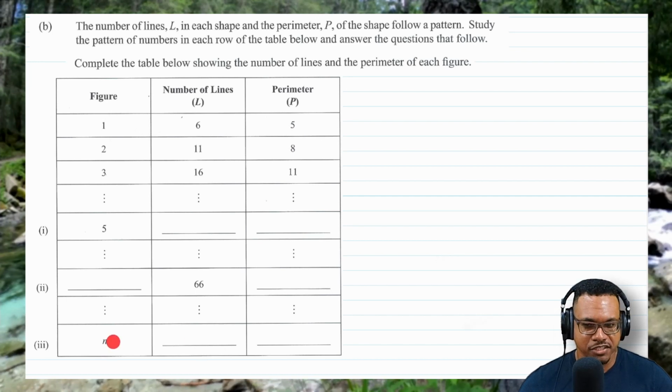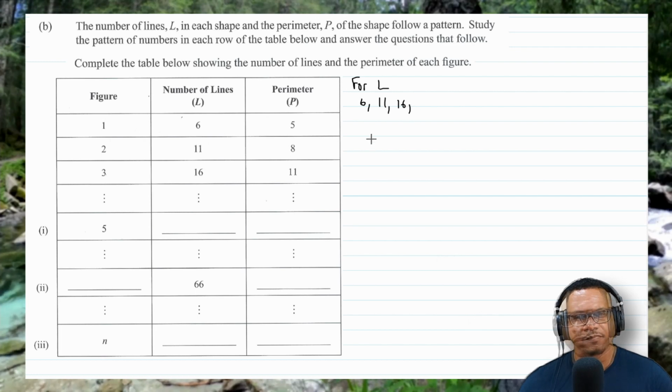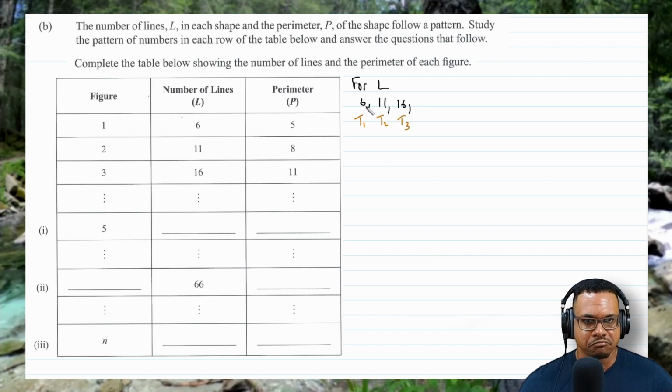Now for this one, I'd like to find the general formula for the nth term and then I'll fill out the rest. So let's see the pattern here, 6, 11, 16. So for L, we have 6, 11, 16. So this is my first term, second term, third term. Now let's see. 6 plus 5 is 11. 11 plus 5 is 16. So you keep going up by 5.